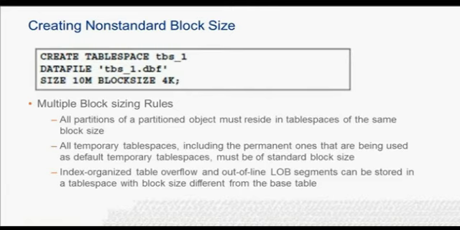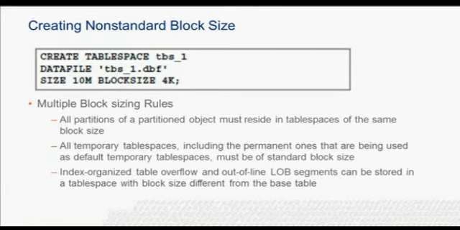Creating a non-standard block size is quite easy. First we have to configure the db_nk_cache_size parameter in the parameter file or SPFILE. Then while creating the tablespace we have to give the BLOCKSIZE clause and then our required size, so that the tablespace will be created with the non-standard block size mentioned by us.